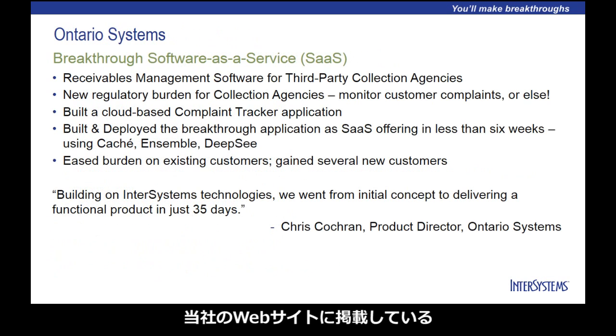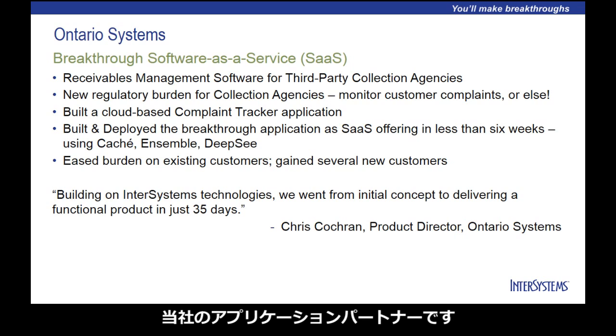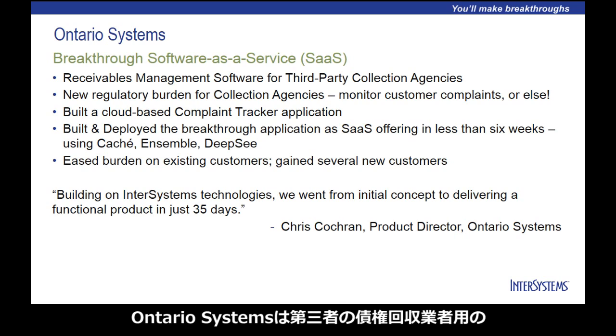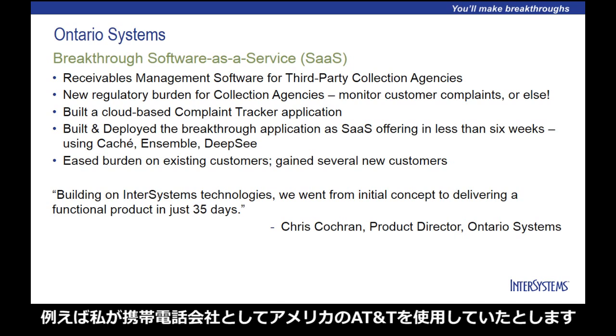Okay, Ontario Systems. This is a very interesting story. We actually have a case study of this on our website. Ontario Systems is a software company. It's an application partner based in the US. And they create receivables management software for third-party collection agencies. It's a very long sentence. So what does that mean? I'll give you an example.